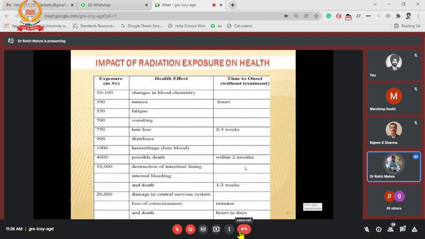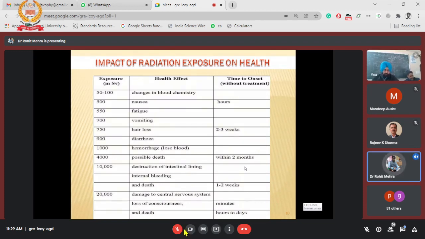Now this is actually the impact of exposure. I have shown you with the help of just one table where you could have an idea that if your exposure is in terms of 50 to 100 millisievert, it could change your blood chemistry. And if the exposure reaches a level of 500, it could cause you nausea. Nausea means severe cold, you could say. And effects will be measured within hours.